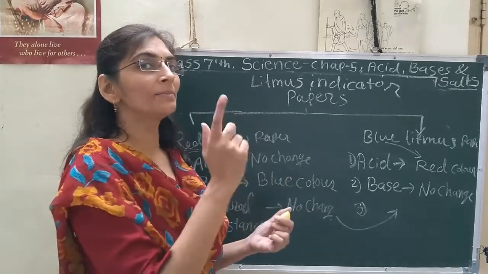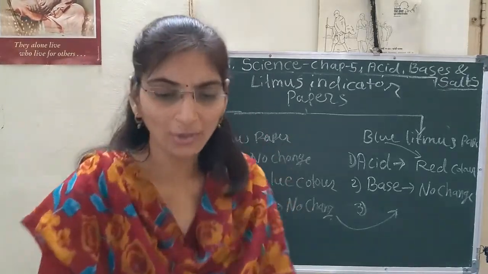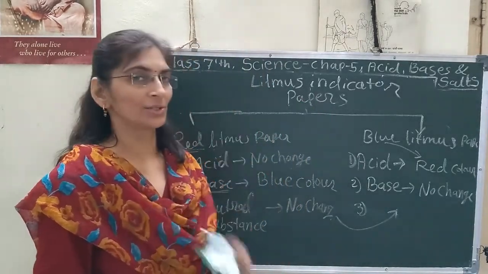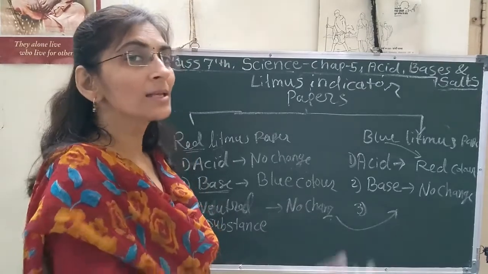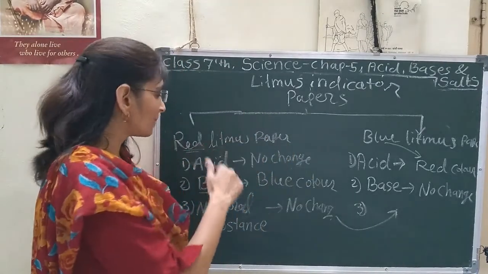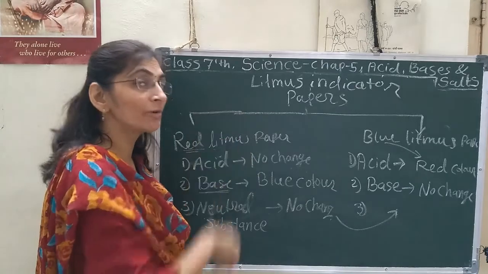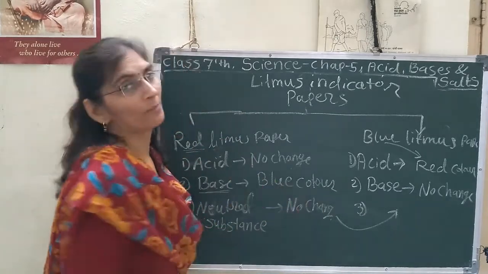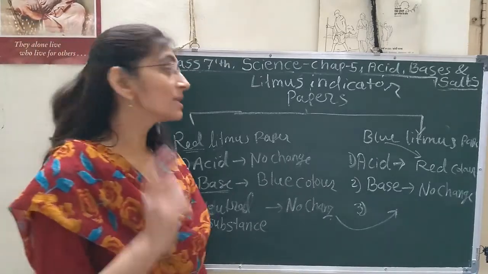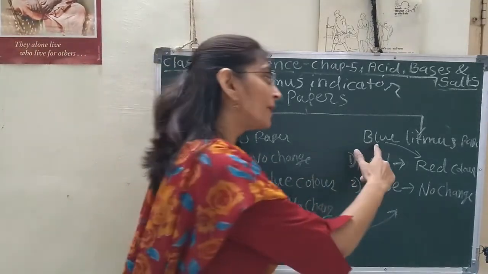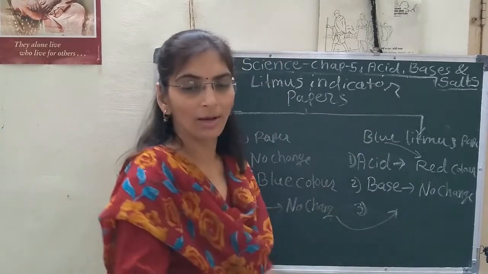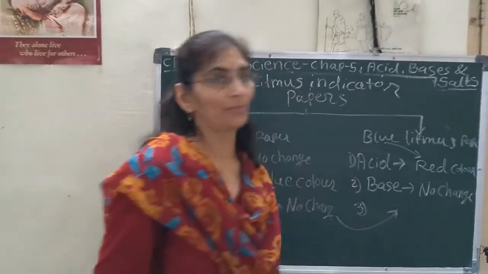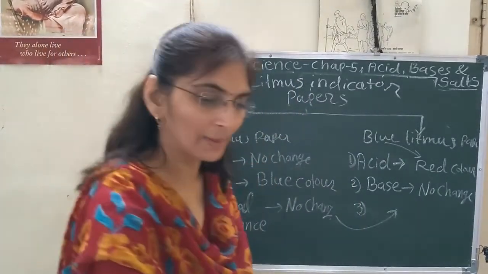And the second part of this activity is that we have to make the detergent solution. So as you dip the red litmus paper in the detergent solution, what will happen? The red litmus paper will change its color to blue. And as you dip the blue litmus paper in the detergent solution, what will happen? There will be no change. Got it?